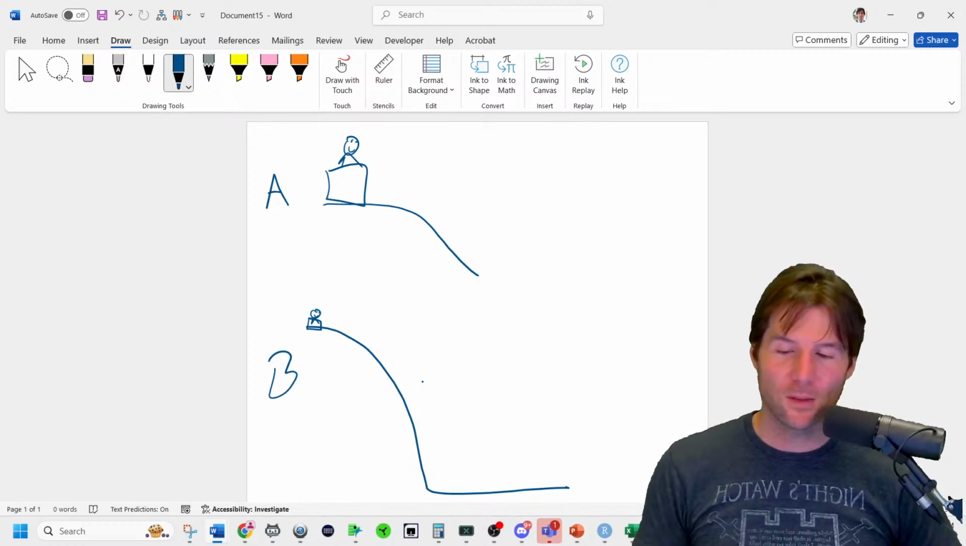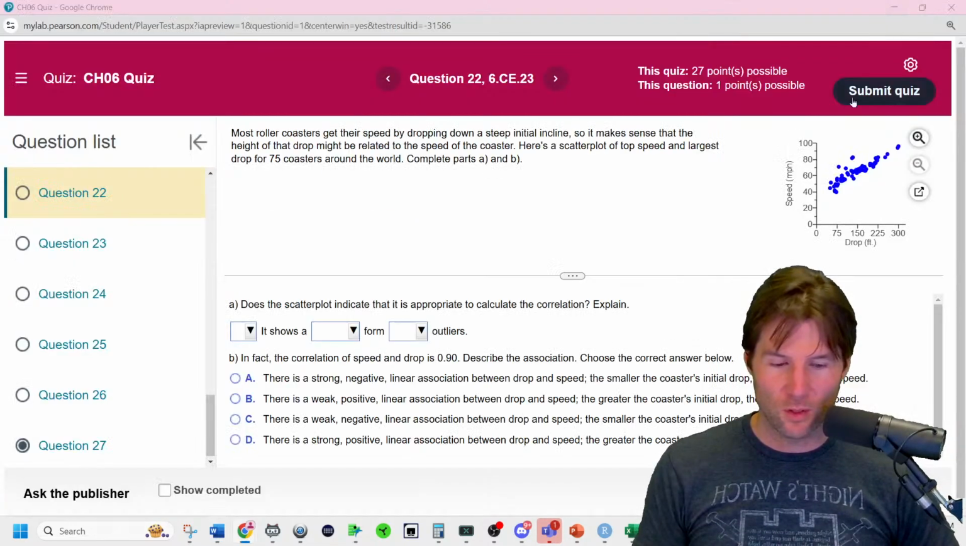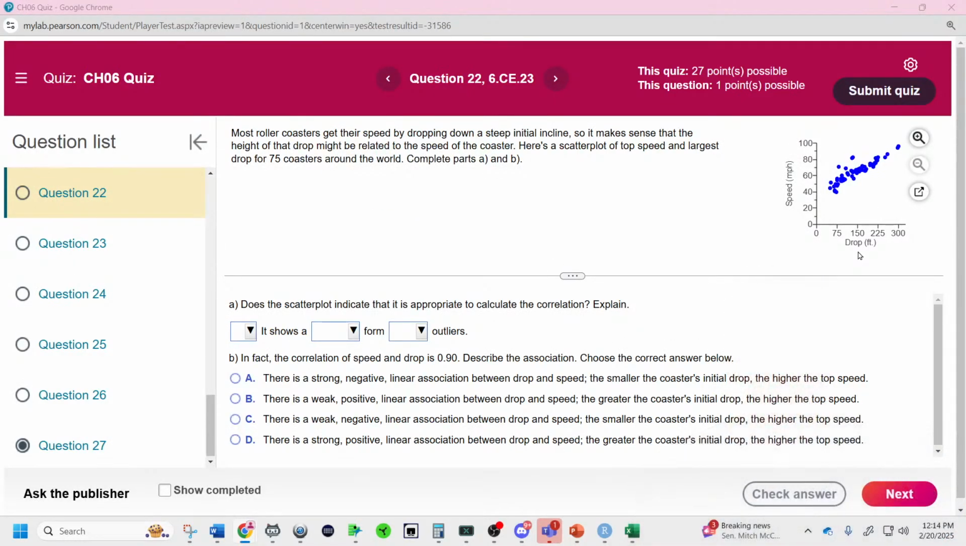So we would see a positive relationship right here, that roller coasters that have a bigger drop in feet would reach higher speeds. Does the scatter plot indicate that it is appropriate to calculate correlation? Well, to calculate correlation, we need a somewhat linear relationship, and that's all that really matters. And yes, it shows a linear relationship without any extreme outliers.